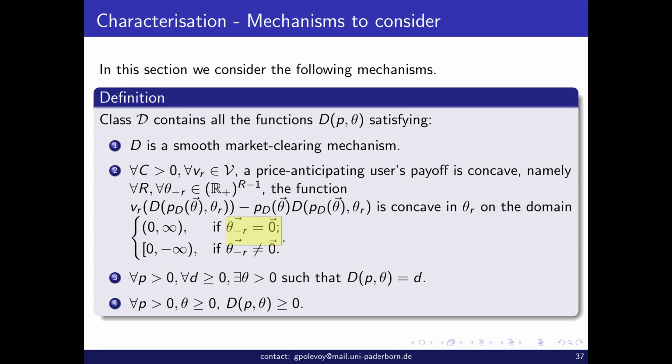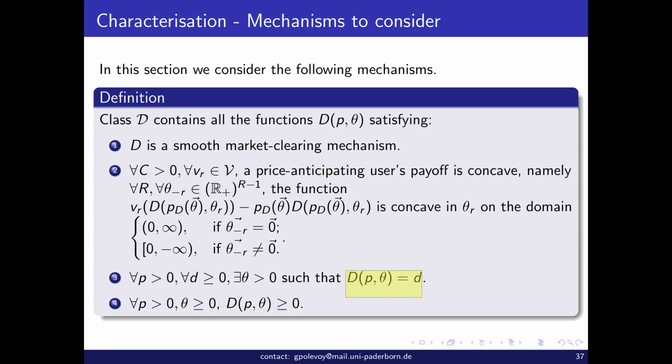Third, given any price, we can achieve any amount of resource. Given any amount d you want, there is some theta such that what you get when you bid theta, given price p, is exactly d. You can always achieve that. That's this onto requirement. And the last requirement is that for any positive price and for any non-negative bid vector, the d is always non-negative. So all the users only get something, or nothing. They never have to give.